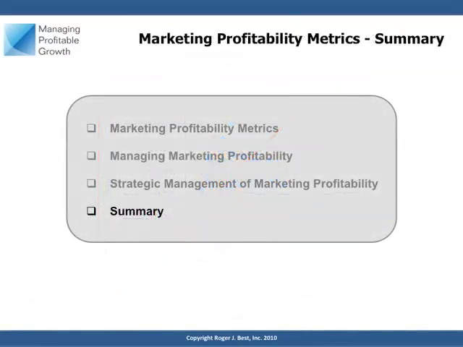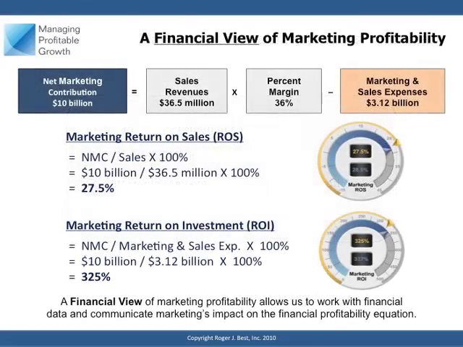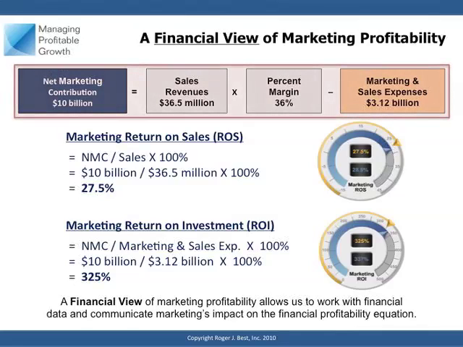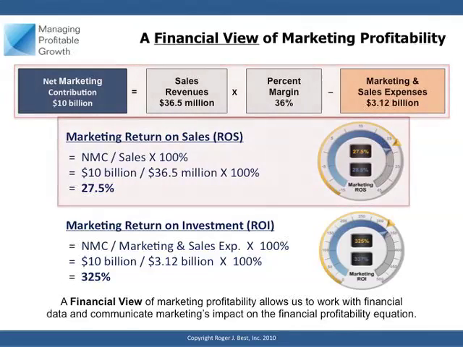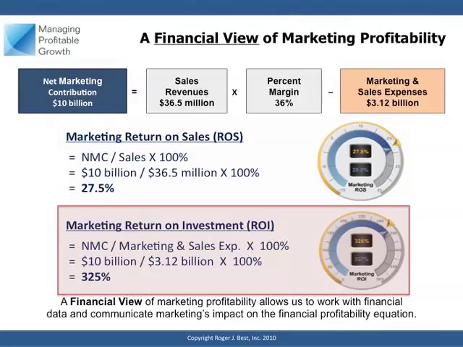Let's review what we've covered in Session 1. These are the 3 marketing profitability metrics presented in Session 1. Net marketing contribution is the marketing profit the company attained as a result of the company's marketing strategies and investment in marketing and sales expenses. Marketing ROS is simply the net marketing contribution as a percent of sales. And finally, marketing ROI is simply the net marketing contribution divided by the investment in marketing and sales expenses.